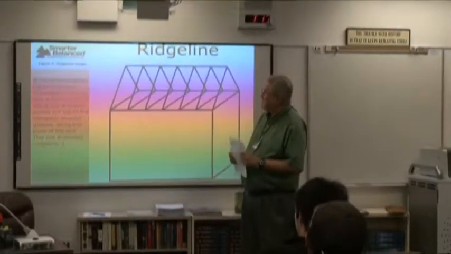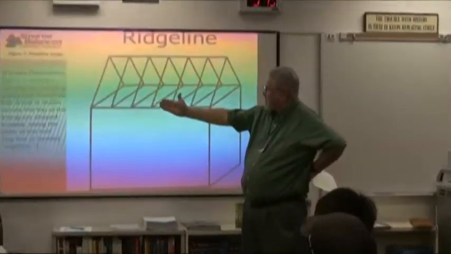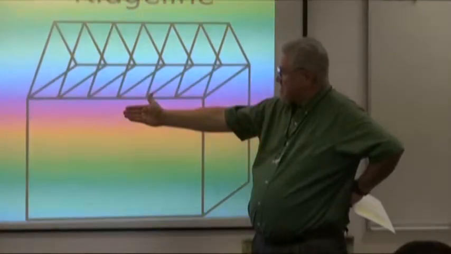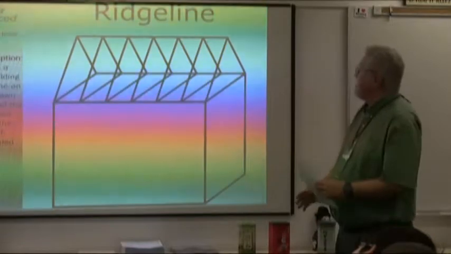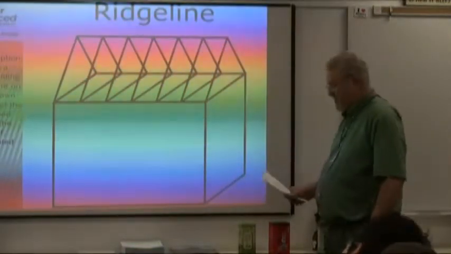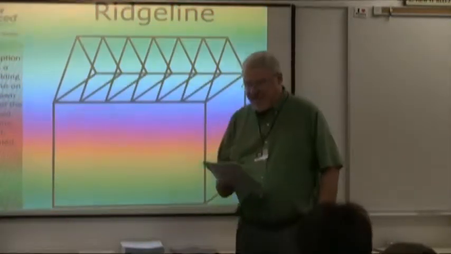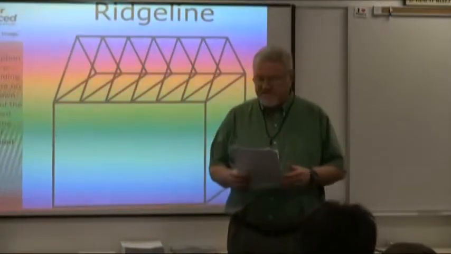This is the ridge line. It's a rectangular building with a roof frame on top. A line is drawn across the triangular shaped trusses. You know what those are now, right? Along the peak of the roof. And this line is, as you can see, labeled ridge line. Okay. The ridge line of the roof is along the top of all the trusses.